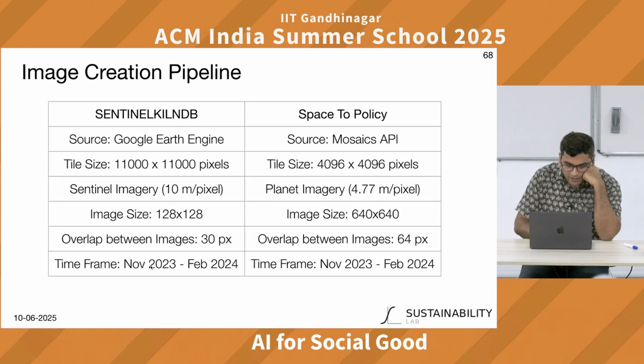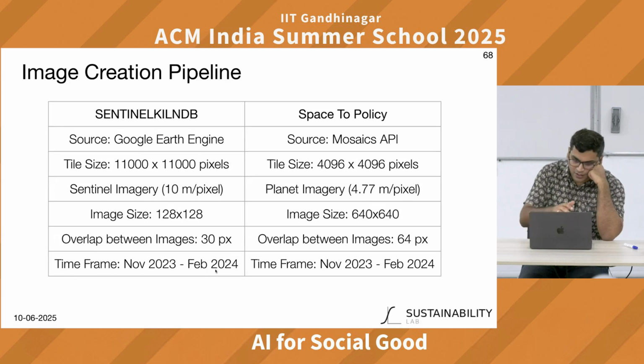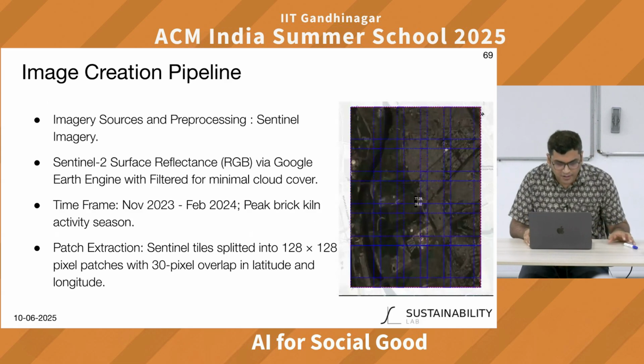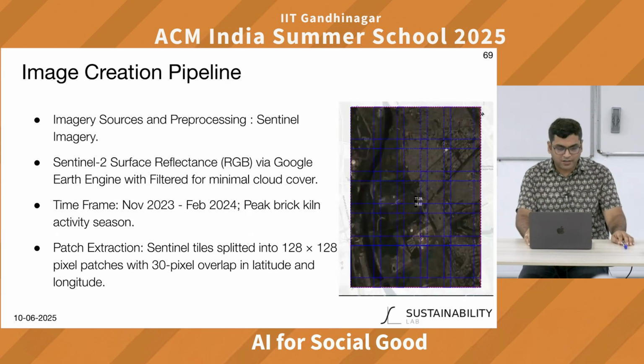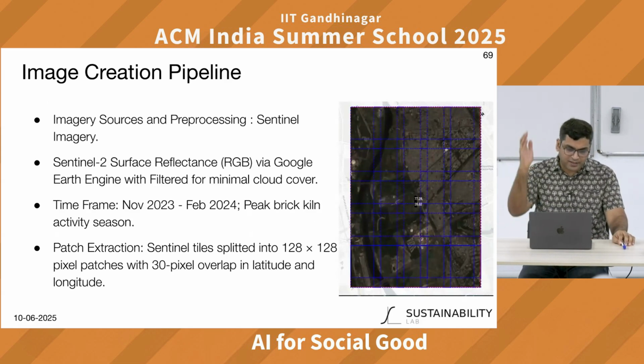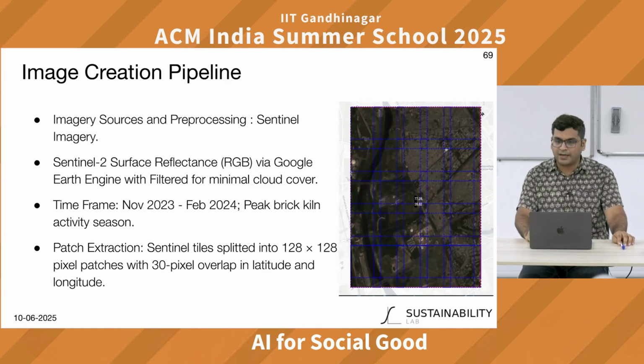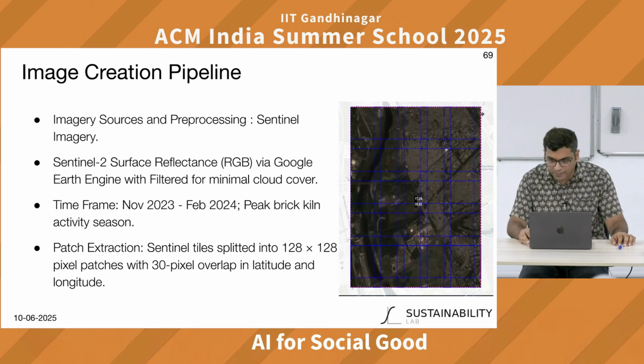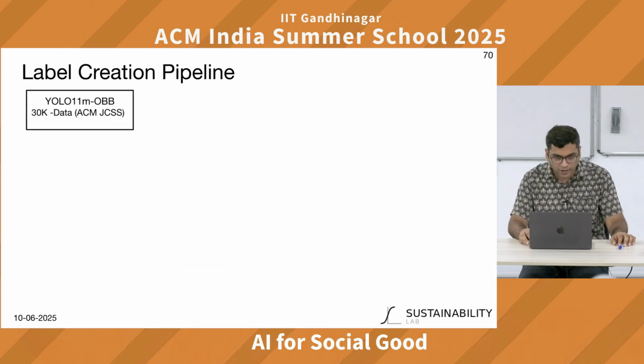So we ended up looking at the time frame from November 23 to February 24, which is the brick kiln season. And we used Sentinel imagery. We looked at the surface reflectance. And we split these tiles across these different patches with about 30 pixel overlap in lat and long. You can see these images with the overlap being shown.